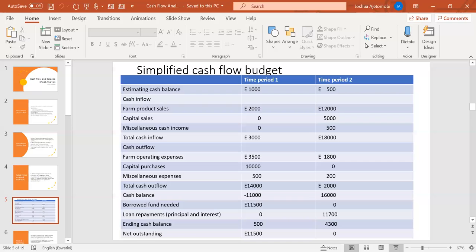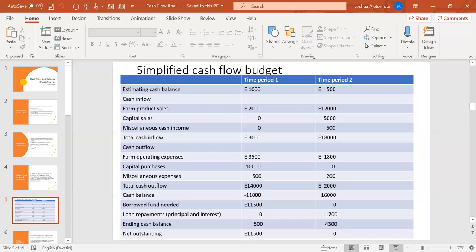Okay. So this is a typical simplified example of a cash flow budget here. So we have estimating cash balance. Then items of your cash inflow, we have your sales, capital sales, and so on and so forth. So you can look at the inflow, the outflow, then you have the cash balance.